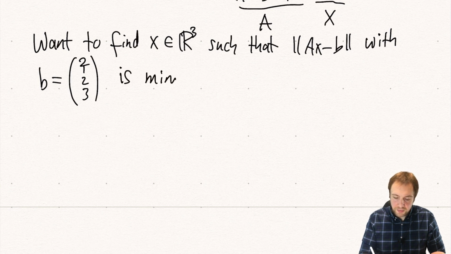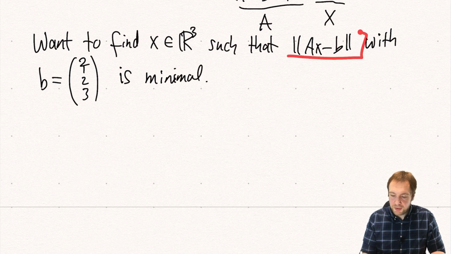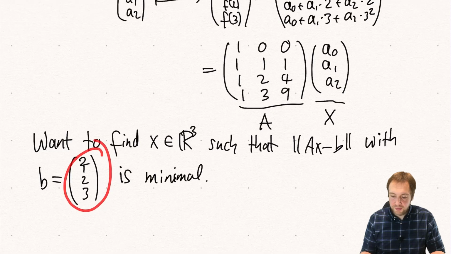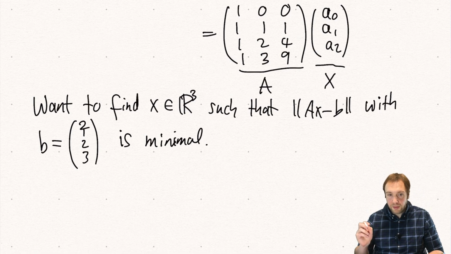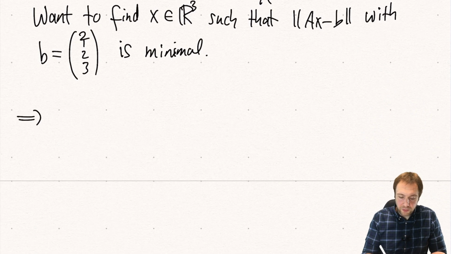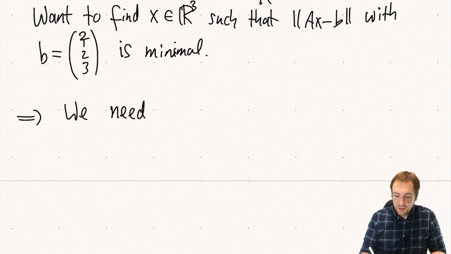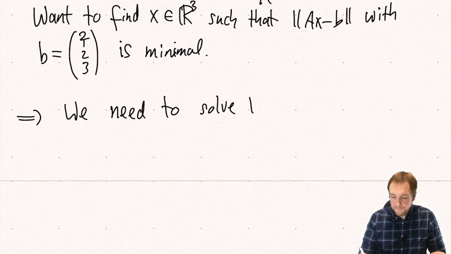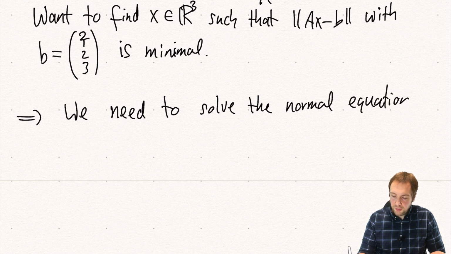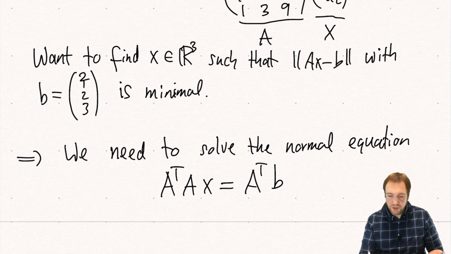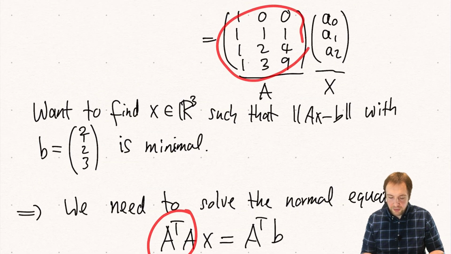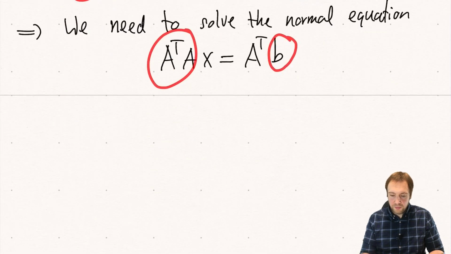So we want to find an x such that this expression here, where b is given by this and Ax is this, is minimal. And therefore we need to solve the normal equation, which I wrote down as A transpose A times x equals A transpose b. So we now just need to calculate all these expressions by using all these inputs.